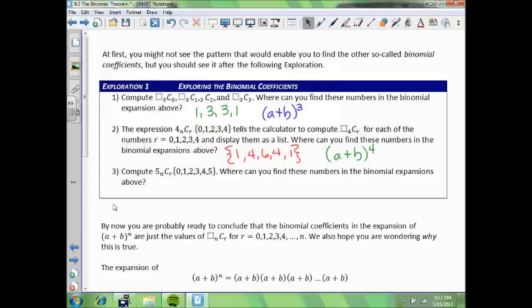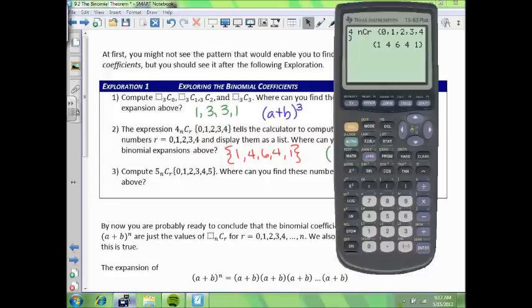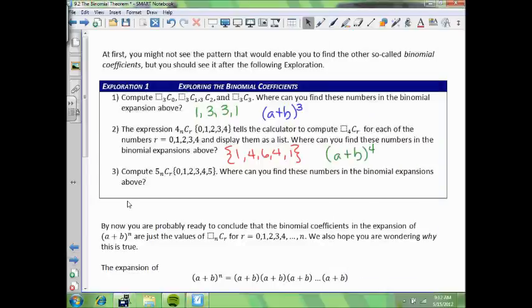Now it says do the same thing, compute 5 choose r. I'm going to cheat a little bit so I don't have to write everything out here. So 1, 5, 10, 10, 5, 1. And that again would be a plus b to the fifth.